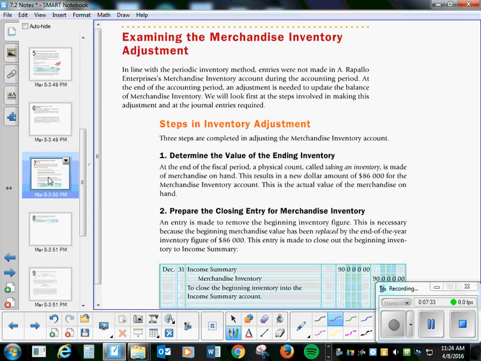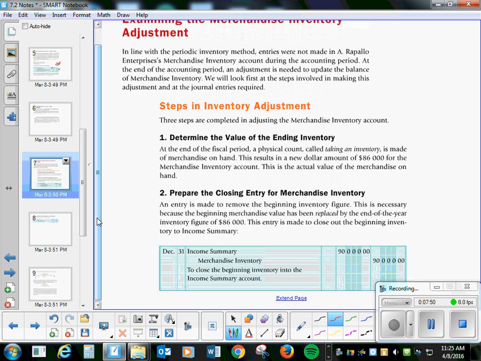In line with the periodic inventory method, entries were not made in A. Rapello Enterprises' merchandise inventory account during the accounting period. At the end of the accounting period, an adjustment is needed to update the balance of the merchandise inventory. So, steps in doing so. Step number 1, determine the value of the ending merchandise. At the end of the fiscal period, a physical count, called taking an inventory, is made of merchandise on hand. This results in a dollar amount of 86,000 for the merchandise inventory account. This is the actual value of the merchandise on hand.